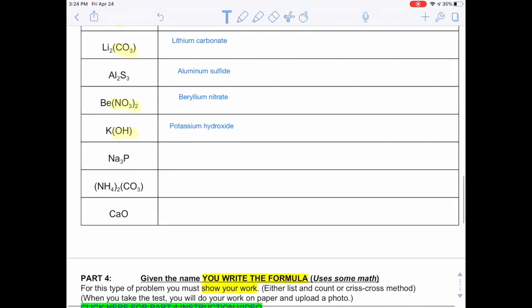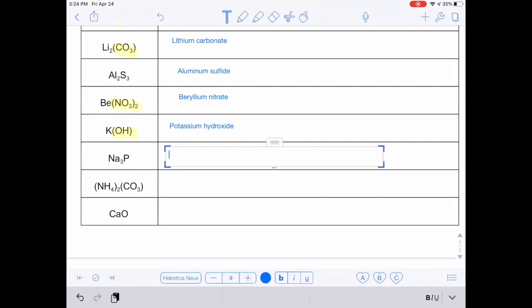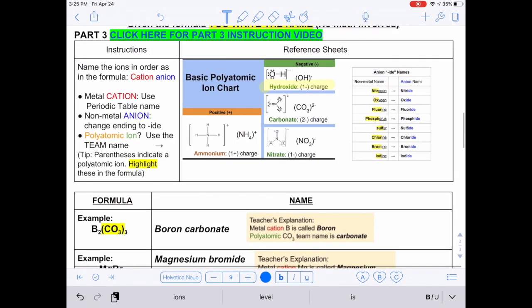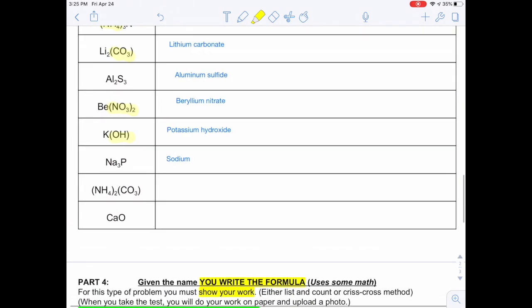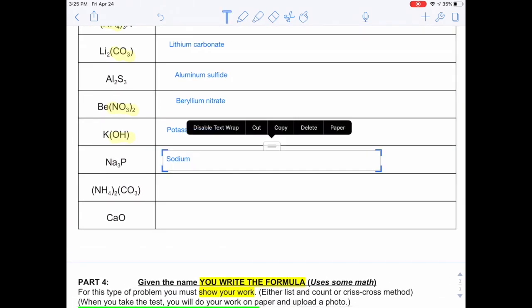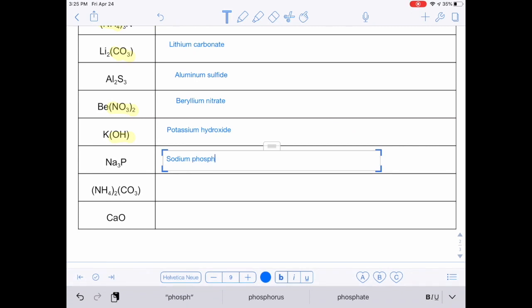Next one, I don't see any parentheses, so it's just going to be Na is sodium. And the P, phosphorus, becomes phosphide. Sometimes it's hard to know, is it phosphoride? But it's phosphide. And the more you hear these, the more they just start to sound right, kind of.